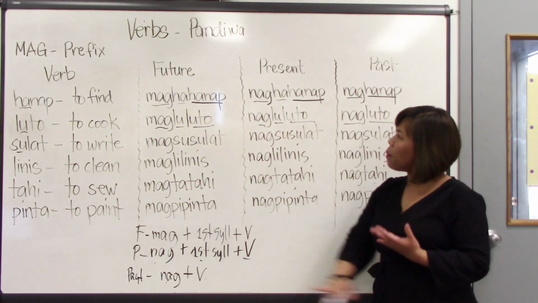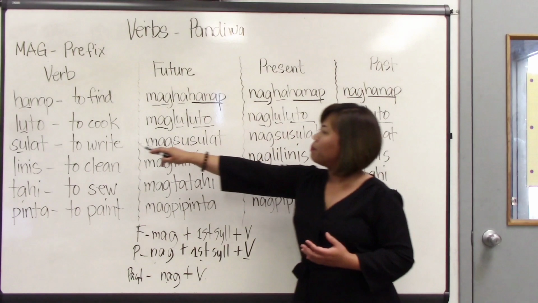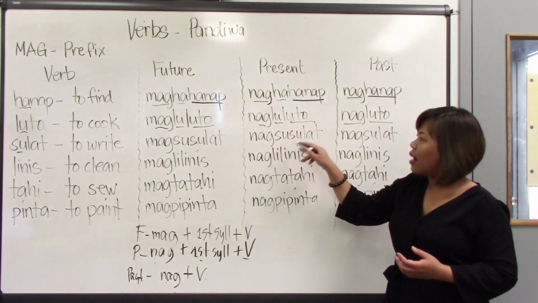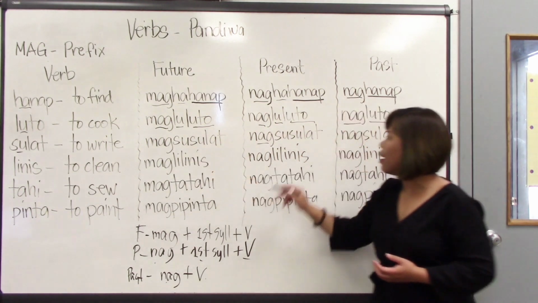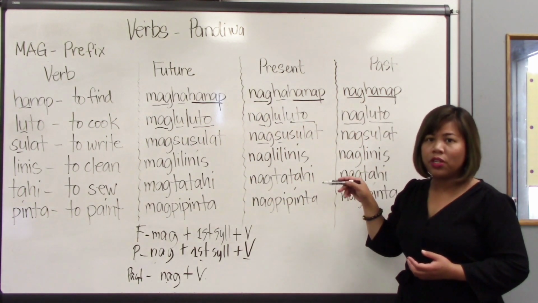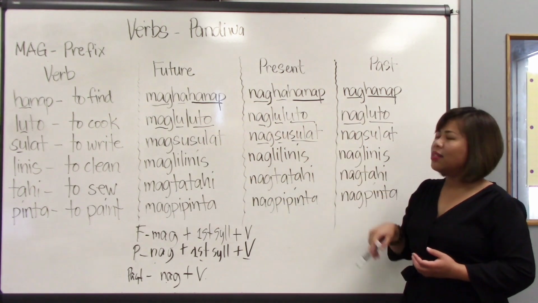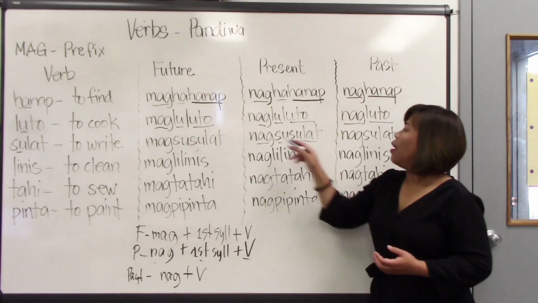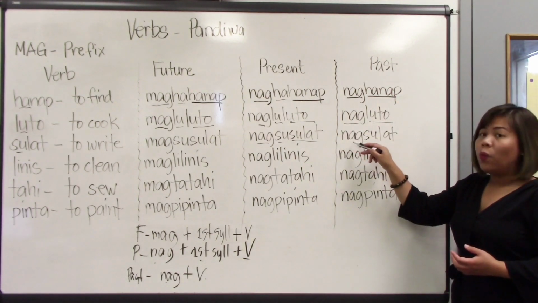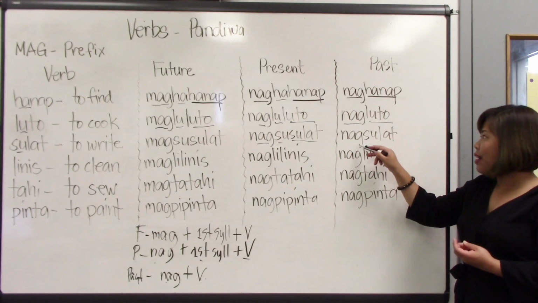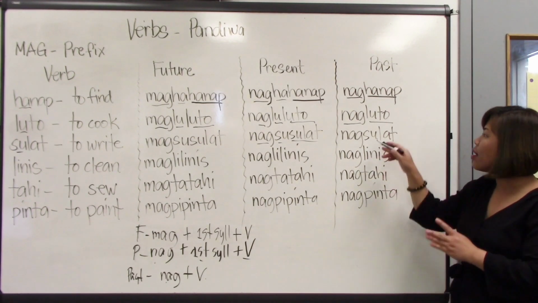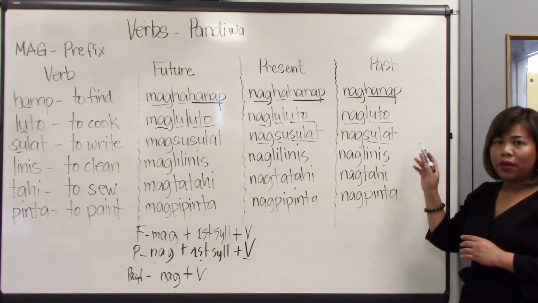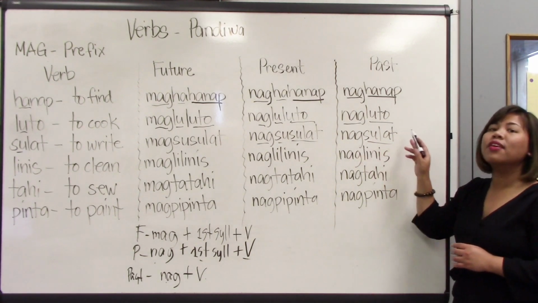Present. Don't look at the pattern. So sulat, why did it become nagsusulat? It's because we used the nag instead of mag. We added the first syllable, which is su, and then we added the entire verb sulat. The past, we used the prefix nag, and then we did not add the first syllable of the verb anymore, but we added the entire verb sulat. So it became nagsulat.